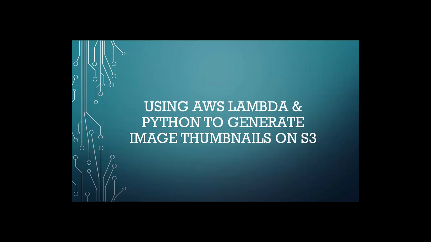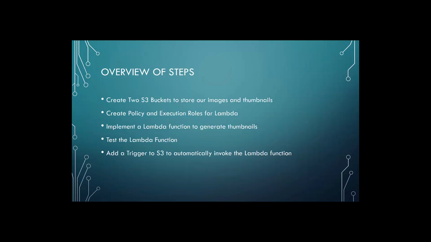Okay, so in this walkthrough, we're going to cover how to create thumbnails on S3 using AWS Lambda and Python. So here's kind of what we're going to cover. We're going to create two S3 buckets to store images, and then we're automatically going to create thumbnail images once those images are uploaded to S3 inside of a different bucket. So that's why we have to create two buckets.